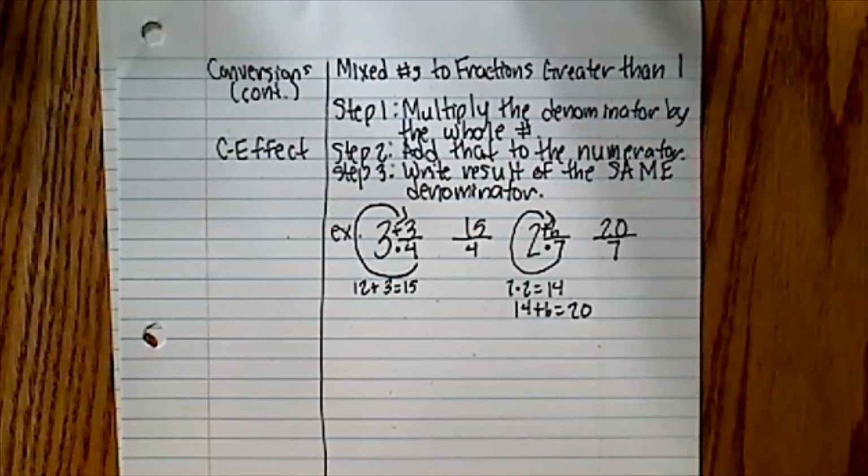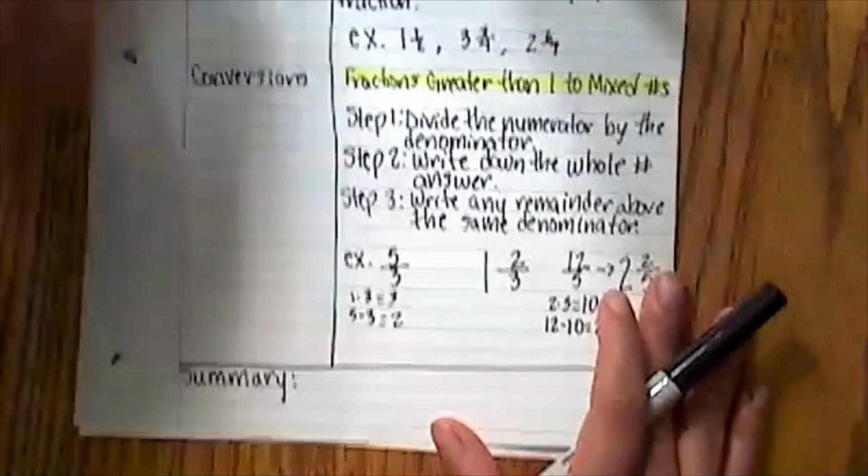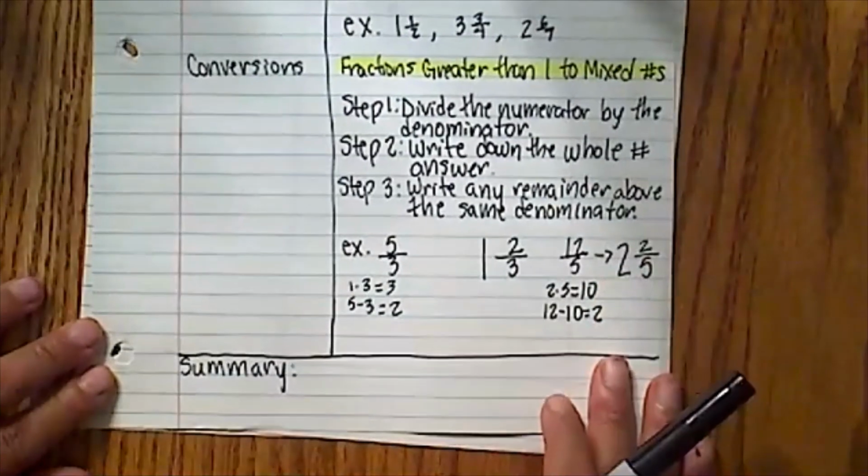So this is how you convert between both mixed numbers and fractions greater than 1. I want you to practice this on your own, but before you do so, I would like you to come up with a summary to describe how you convert between a fraction greater than 1 and a mixed number.